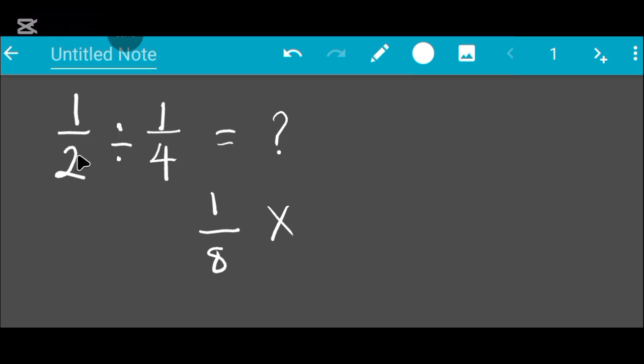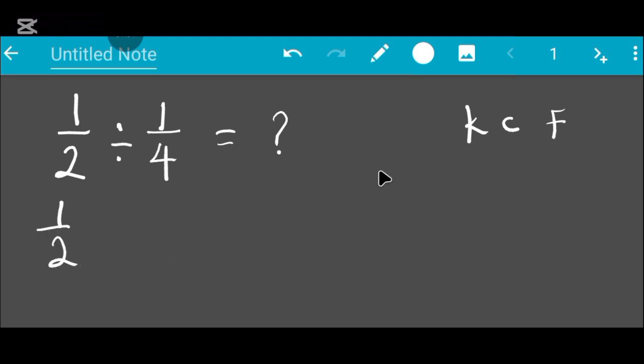Now, to solve this equation, we have to follow the rule that we can use to solve the division of fraction, and that rule uses the acronym KCF. The K stands for keep. We are keeping the first fraction. The C stands for change. We change this division to multiplication. And the F here stands for flip. We are flipping this second fraction, 1 over 4 into 4 over 1.